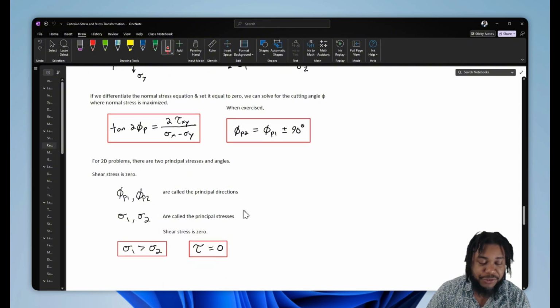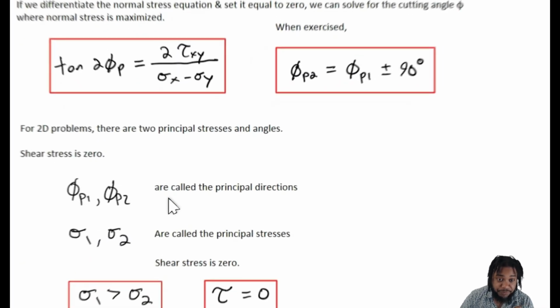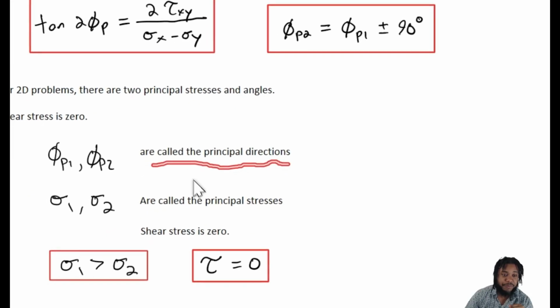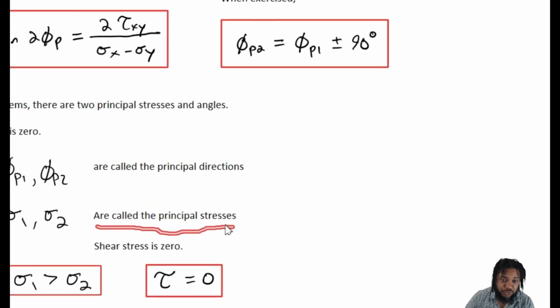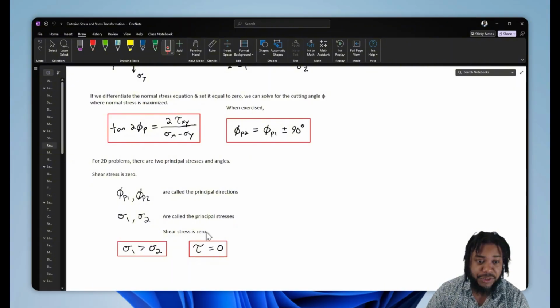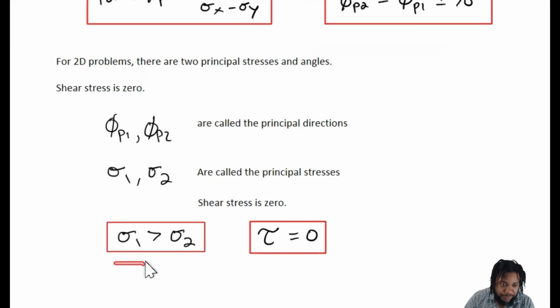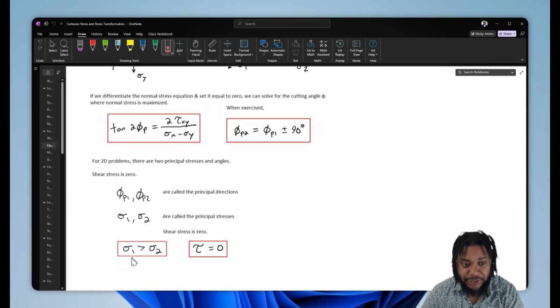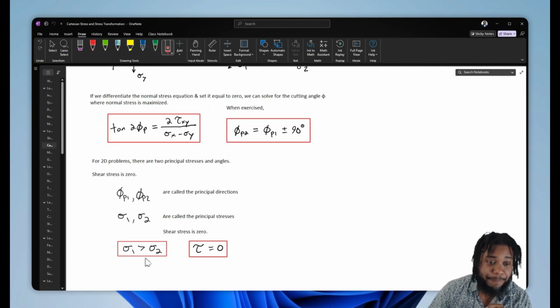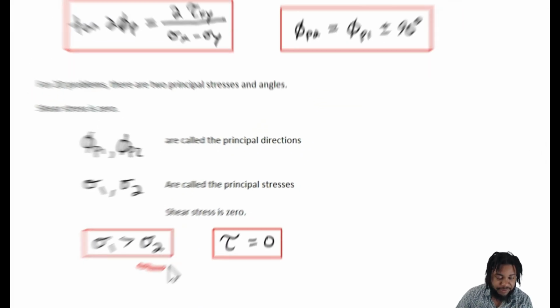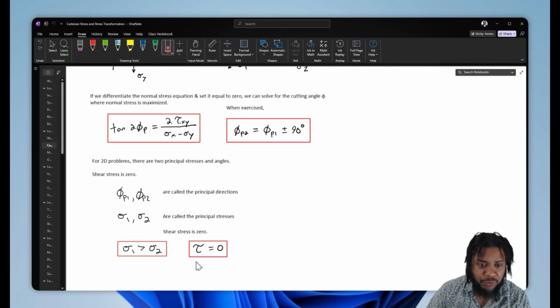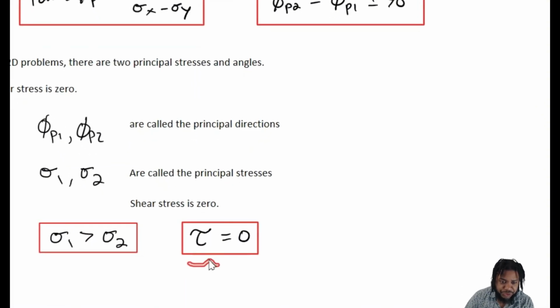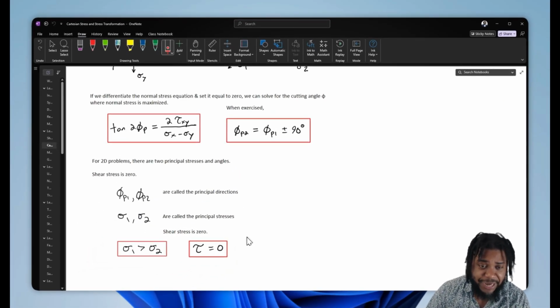So for 2D problems, we have two angles, two principal directions is what we call them, and we end up with two principal stresses, sigma 1 and sigma 2. Sigma 1 is the larger value. The first principal stress is the largest normal stress that we find, and then sigma 2 is the second largest. We also need to remember that in the principal directions, shear stresses go to zero. So tau is equal to zero in this very special direction, right?